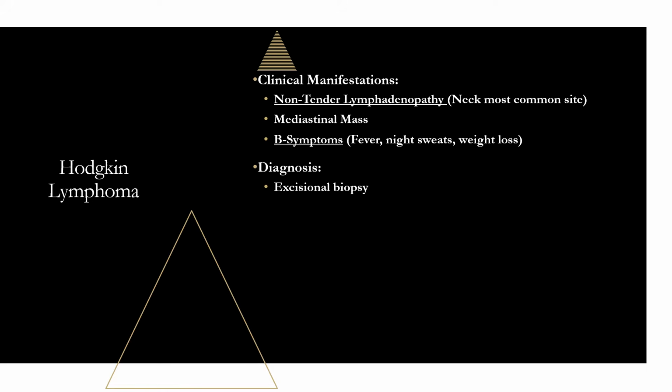What are you looking for on the biopsy? Reed-Sternberg cells. So those bi or multinucleated cells that look like owls. And then as far as your imaging to stage, you're generally going to do that with a PET CT. Treatment, unlikely you're going to get a question on treatment, but just know it's a combo of chemo and radiation.